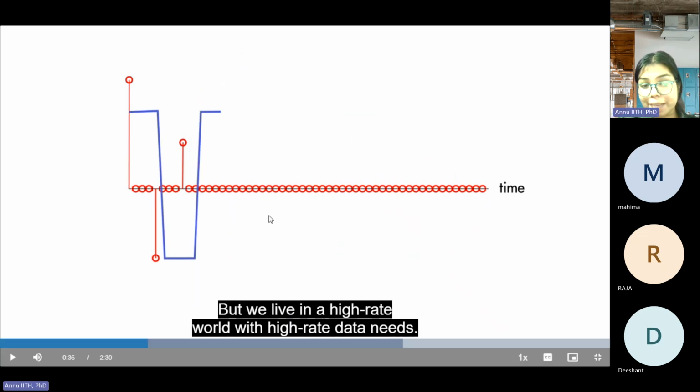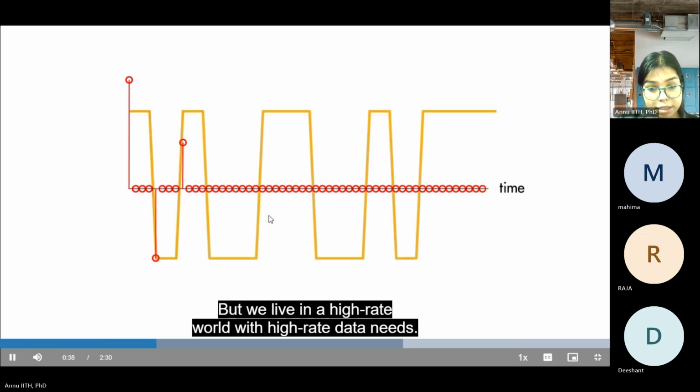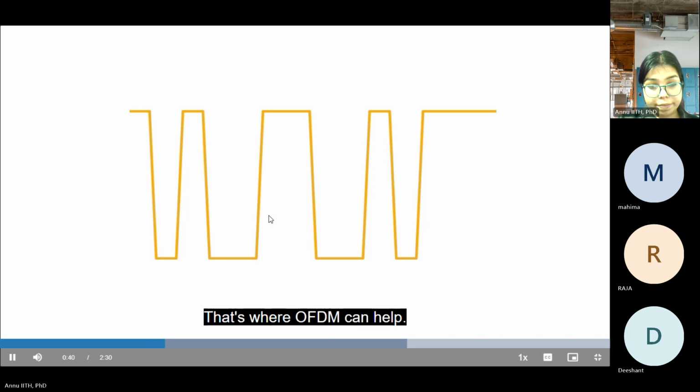But at the same time, we want high rate data. We don't want low rate data. So how can we cope with this high rate data while having inter-symbol interference? Here only OFDM helps. So OFDM is deployed for high data rate, HDR, as it is also called.